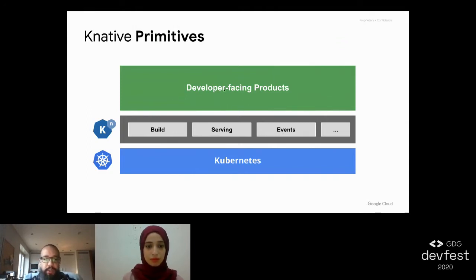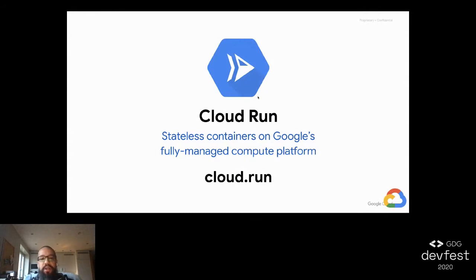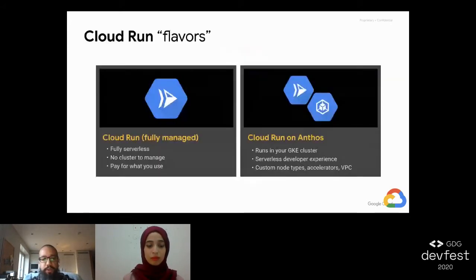And then on top of that, you have some sort of developer product that you use to build and run your applications. At Google, we took Knative and we run it on top of our platform, and we call that Cloud Run. It's a way to run stateless containers on Google's fully managed compute platform. It's quite new, and I'm going to try to explain it further today.